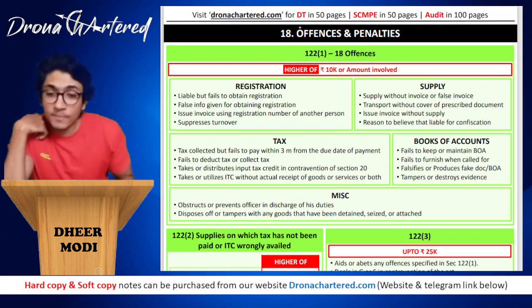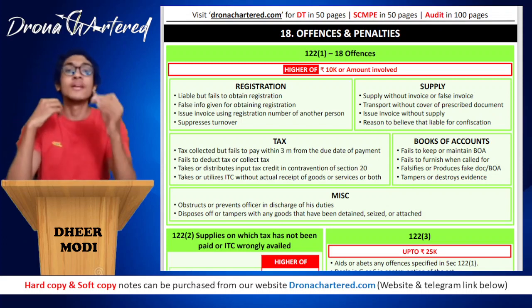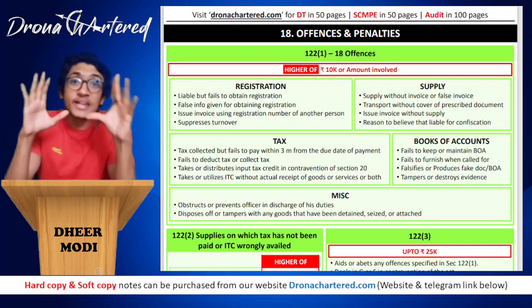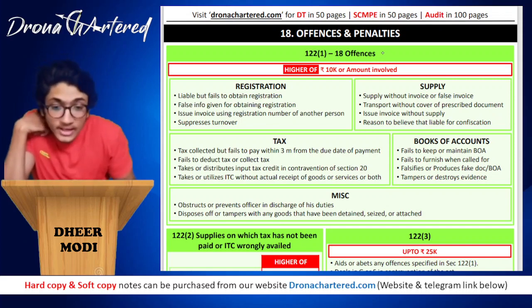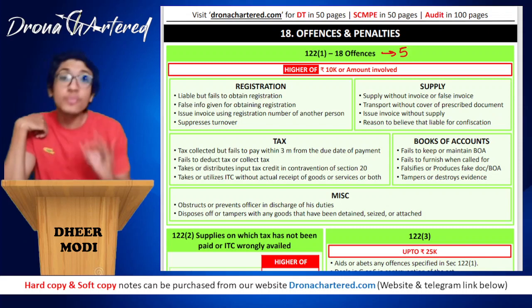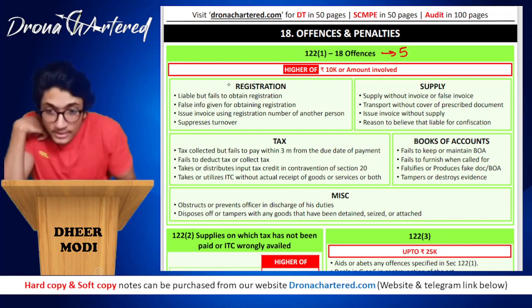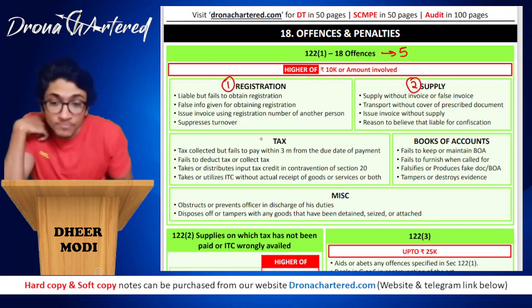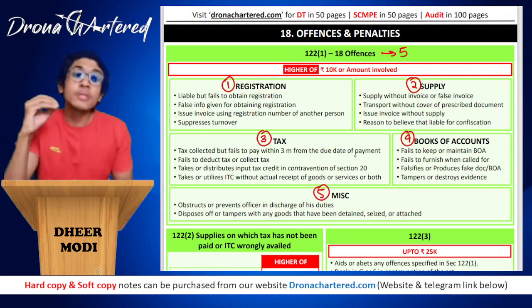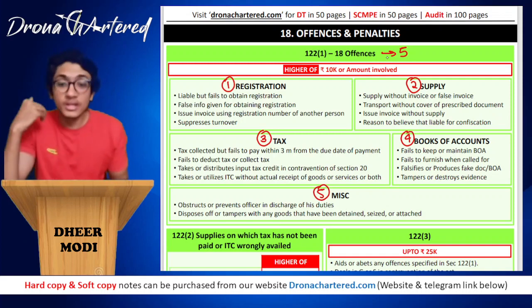Okay, so let's start. So now section 121 has 18 offenses, a list of 18 offenses, and these 18 offenses are bifurcated into 5 different groups. First is offenses with regards to registration, second is offenses with regards to supply, third is offenses related to tax, fourth is offenses related to books of accounts, and fifth is your miscellaneous. So all of them have 4 each, and your miscellaneous has to bring in the total to 18.